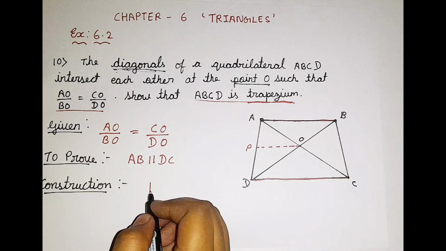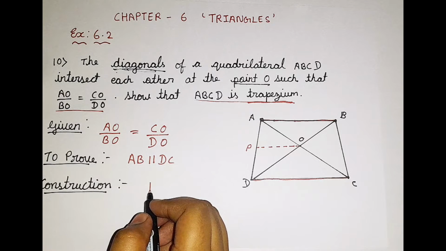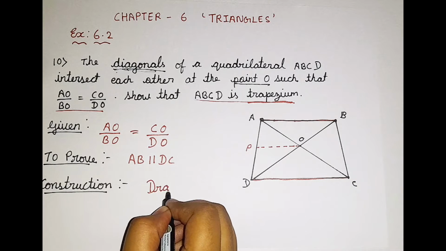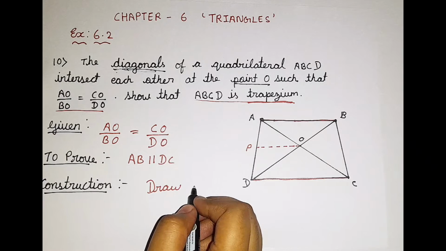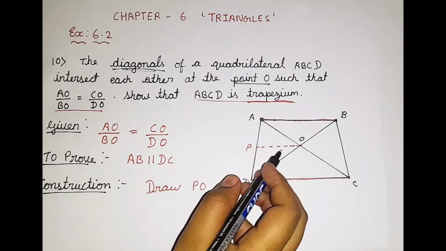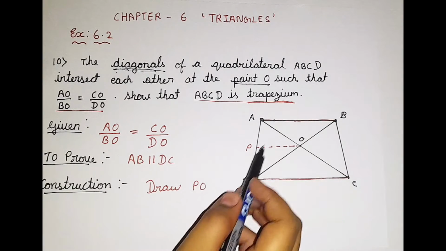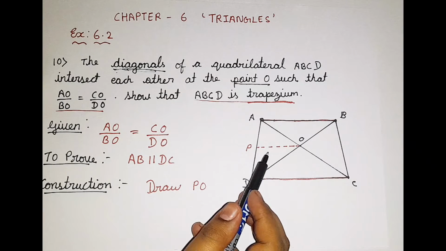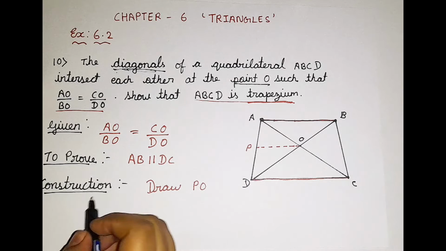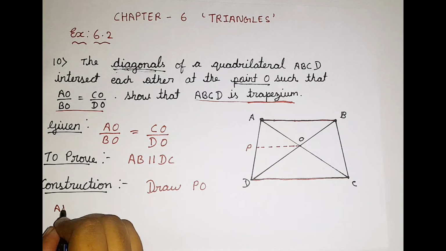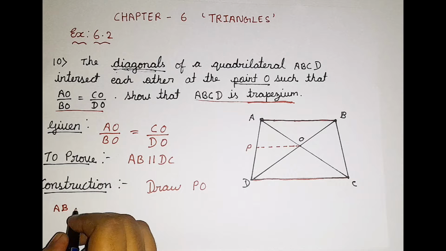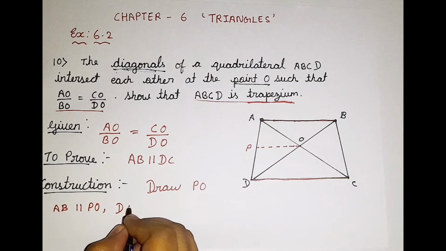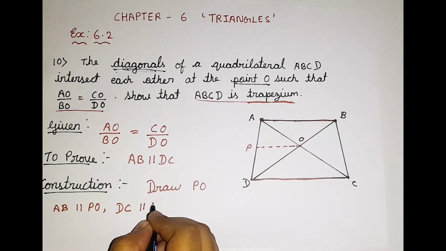Okay, so I just drew PO. Am I right? So you guys should write draw PO. So here, just because I drew PO, this AB is parallel to PO. Am I right? And DC is also parallel to PO. That's why I called it a parallel line. There is a reason why I called it a parallel line. Okay, so PO and then DC is parallel to PO.